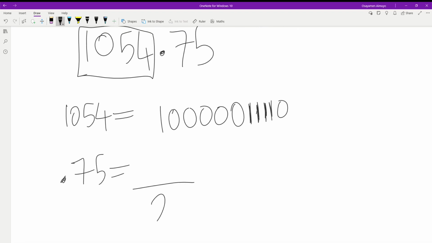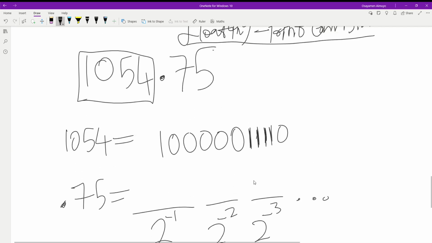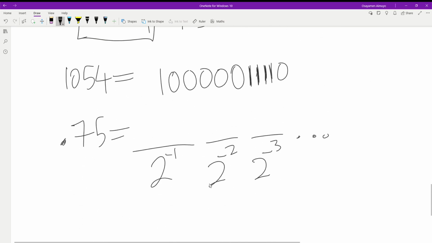So just do this, and so on and so forth. Basically, all you need to remember is that it's the same logic, right? The same way you convert regular decimal numbers to binary numbers, the same logic applies.